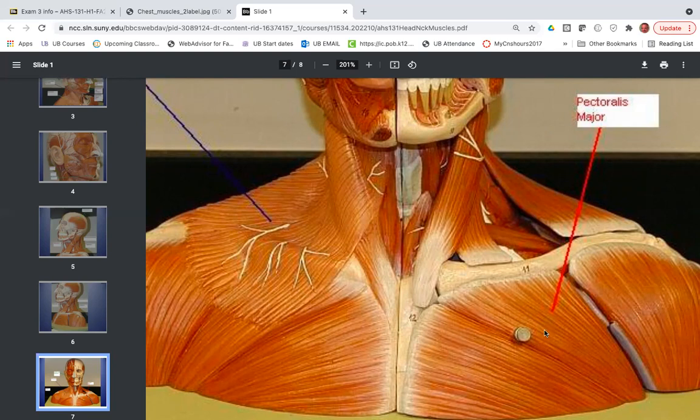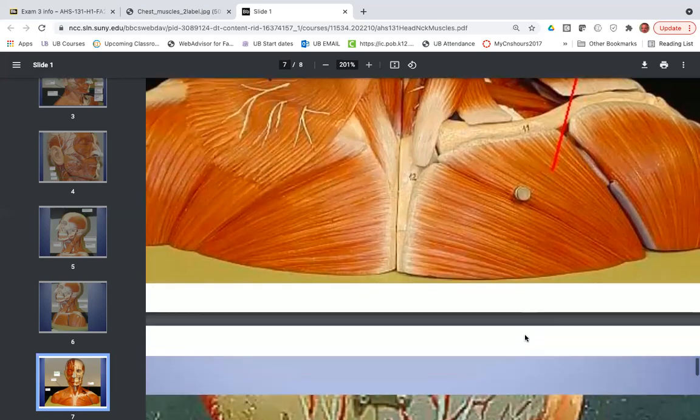So pectoralis major is superficial. See, there's a little tab here on the pec major, and if we were able to pull that tab off, what we would see deep to it would be pectoralis minor, and I'll be able to show you that in another picture.